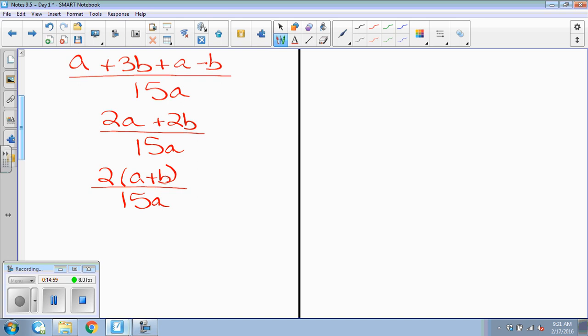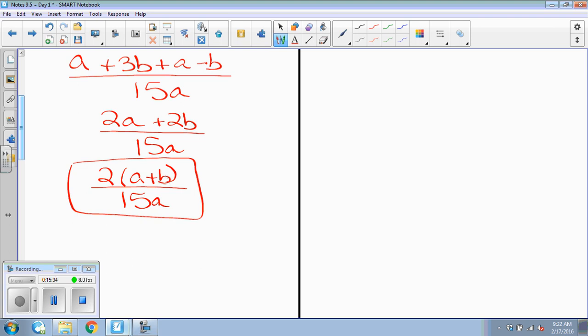Now, I didn't have anything that I could cancel or reduce. Can I cancel that a with that a? No. This is not a standalone factor. If it was 2a times this, yes, then I could cancel it with that a. But I can't the way it is right now because it's included in another factor. All right? And so this is my answer. So once your denominators are the same, you just combine the top, simplify it, factor it to see if it can cancel with anything at the bottom, and you're done.